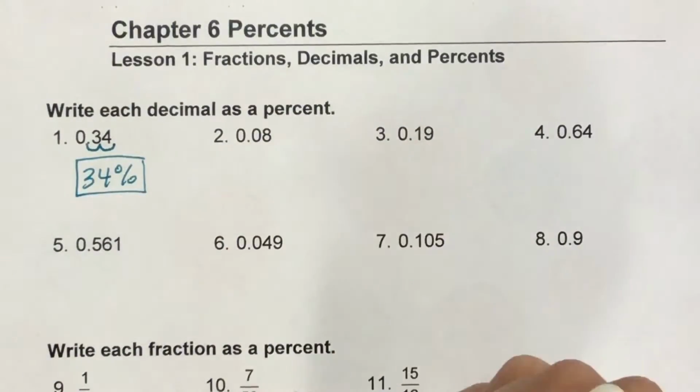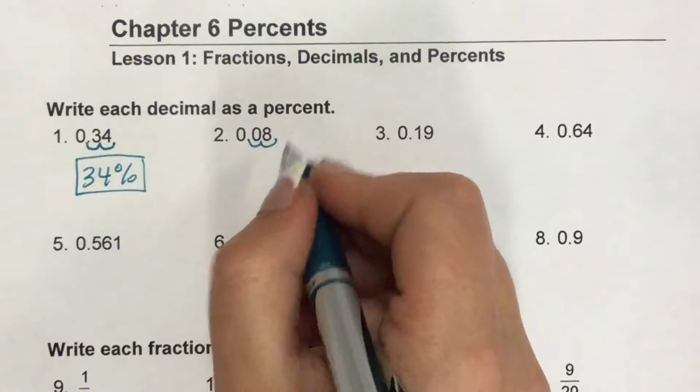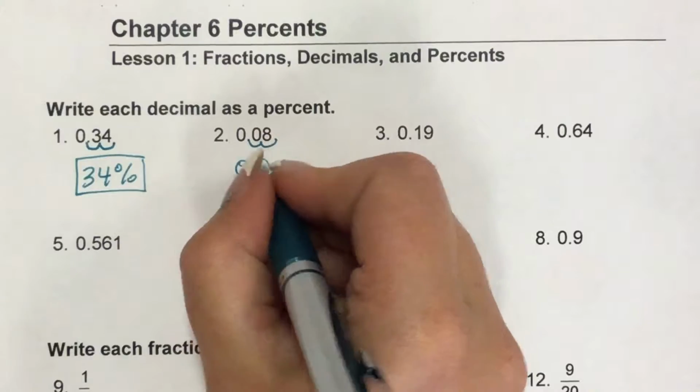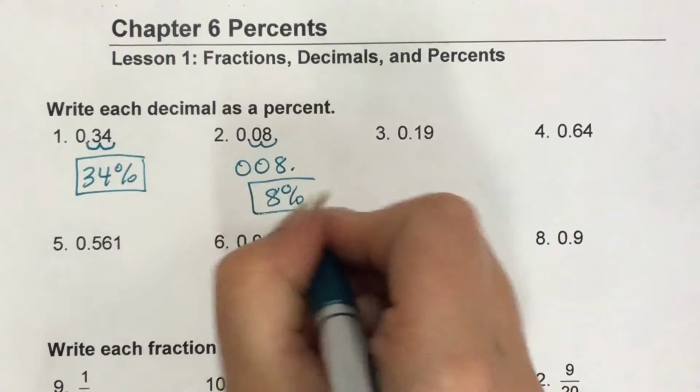Okay? And the same is true for number 2. I'm going to move it 2 places to the right. 1, 2. I'm left with this 0.008 decimal, which is just the same thing as 8%.